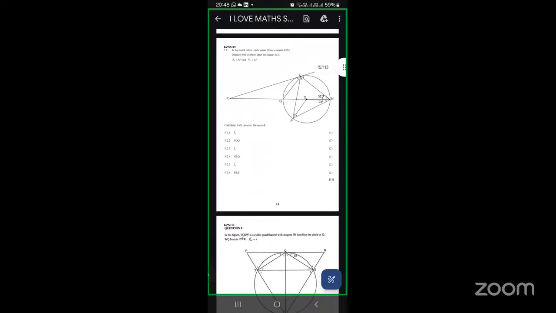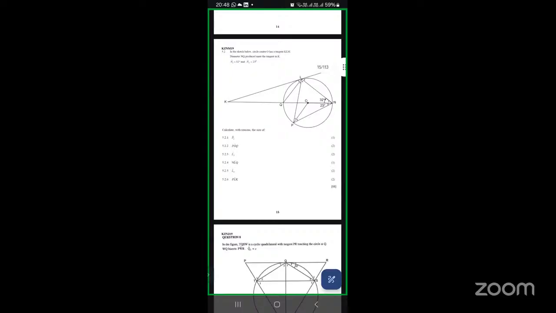So this is the question that I want us all to look through, whereby they are saying in the sketch below, circle center O has the tangent KLM with the diameter NQ. And then you've got the diameter there, produced to meet the tangent in K. There is K out there, we can see.